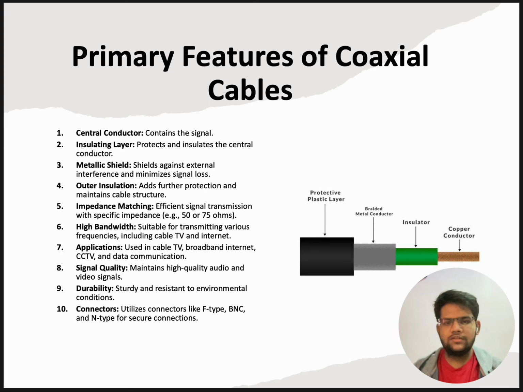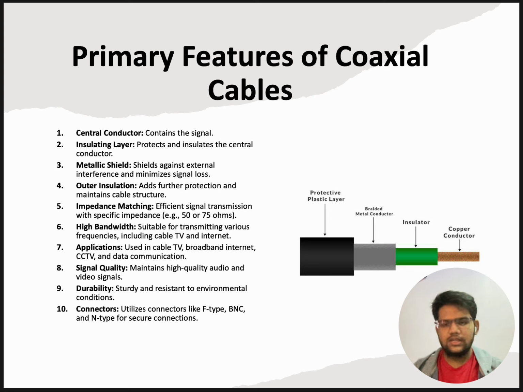Let's discuss the primary features of coaxial cables. The first thing is the central conductor. The central conductor carries the actual signal. Think of it as a highway for data transmission within the cable. Second, the insulating layer. This layer is like a protective barrier around the central conductor. It prevents electrical interference and signal loss.